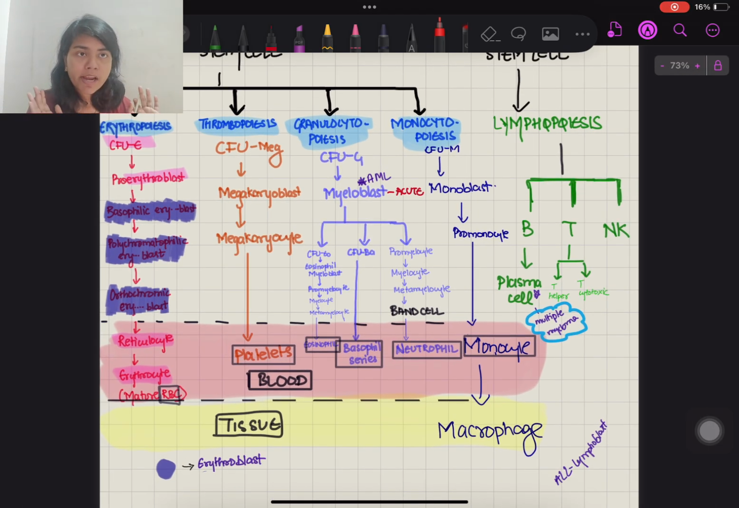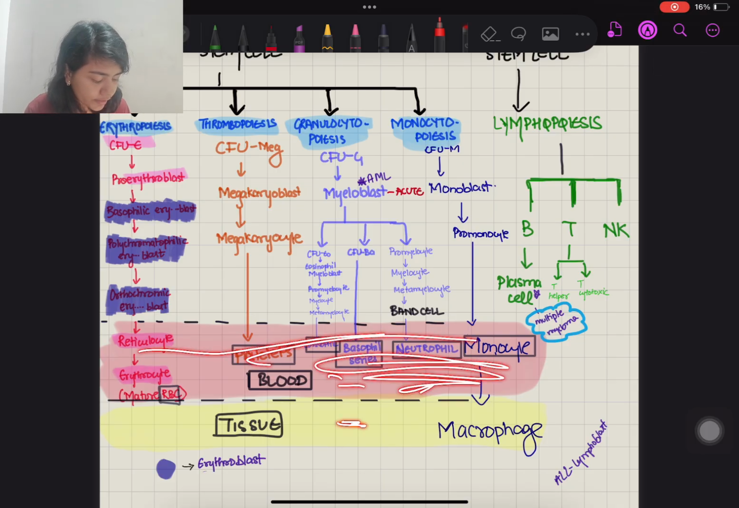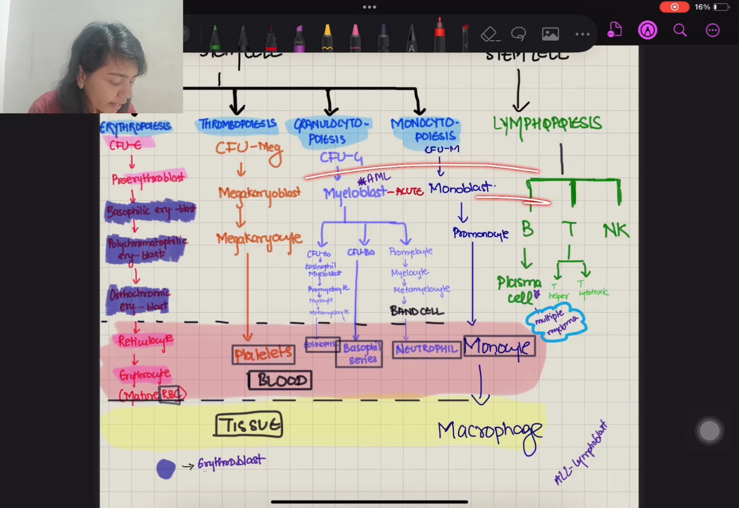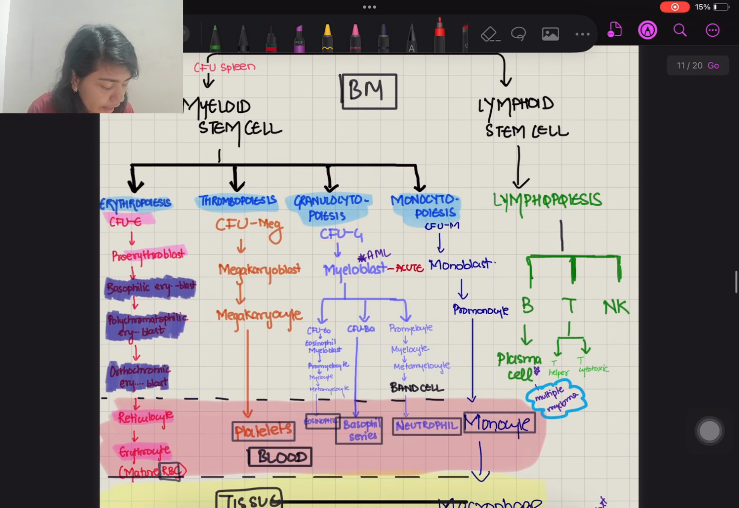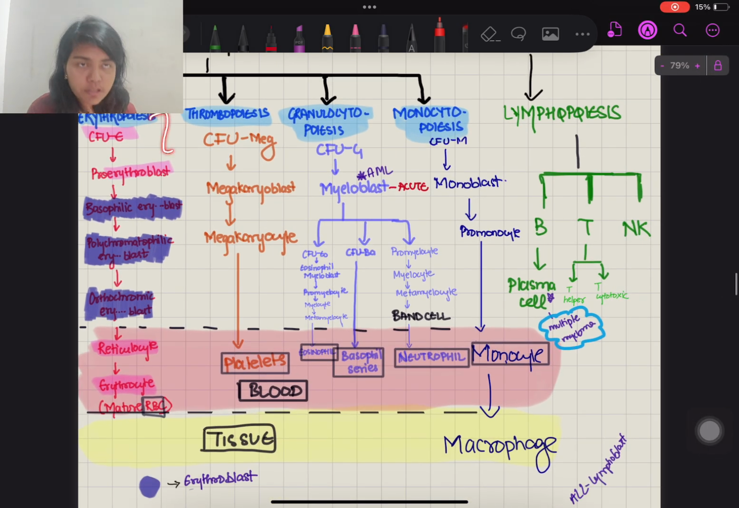Another thing which I want you to pay attention to is, as you can see, I've highlighted these two parts. The red highlighted part means that these cells will be found in the blood, and the yellow highlighted part means that these cells will be found in the tissue, and the non-highlighted part means that these are formed in the bone marrow.